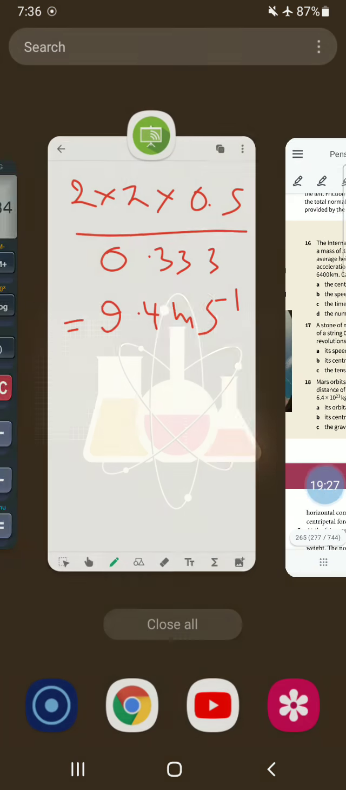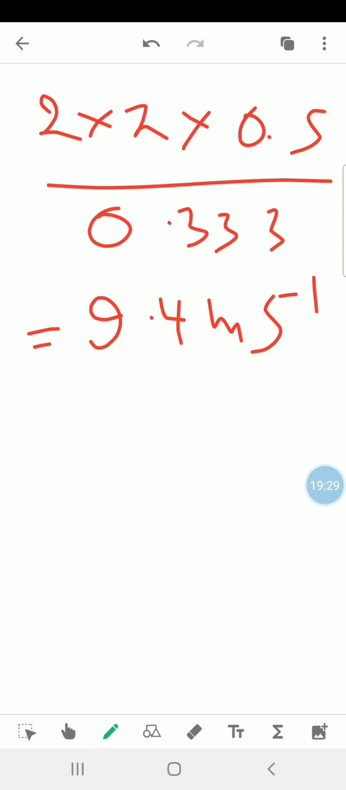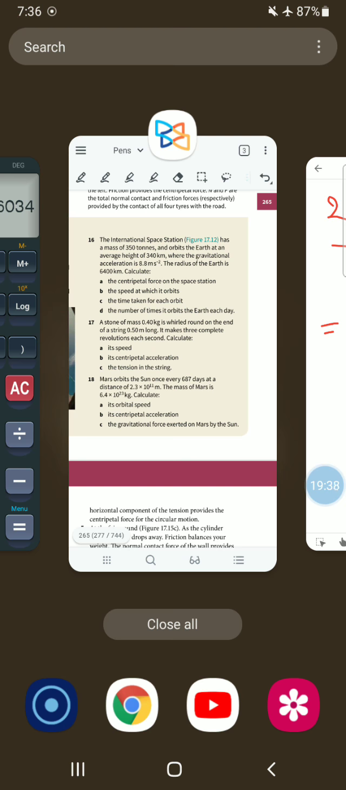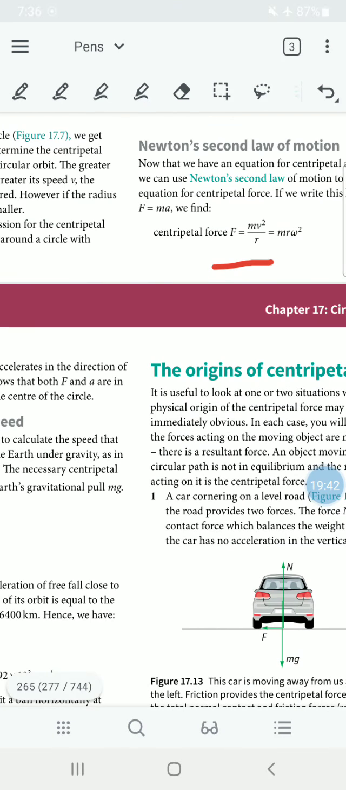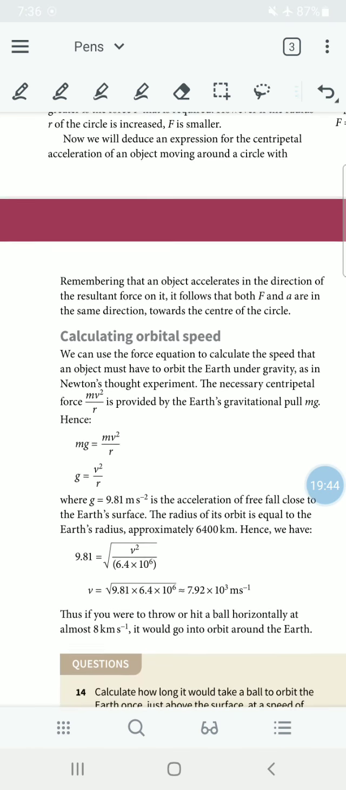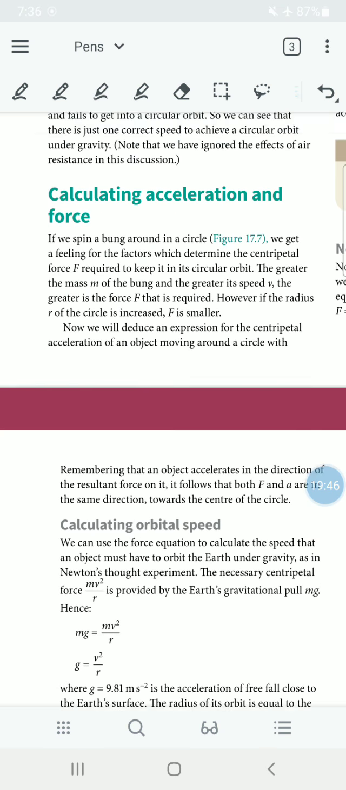Now the second part they are asking is centripetal acceleration. What is the acceleration towards the center? So what are the values that they have given? They have given the speed and they have given the radius. Have they given anything else? So what are the equations that we can use? You have to be thorough with these equations. You have to know what equations you need to use, right?